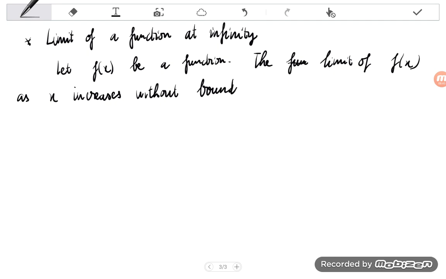Increase without bound is become larger and larger indefinitely. Okay?